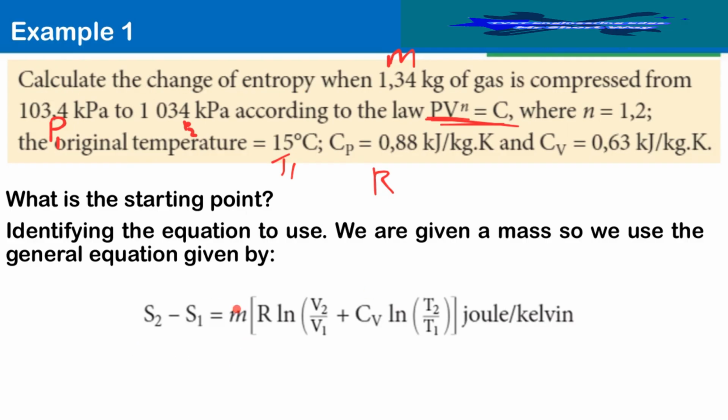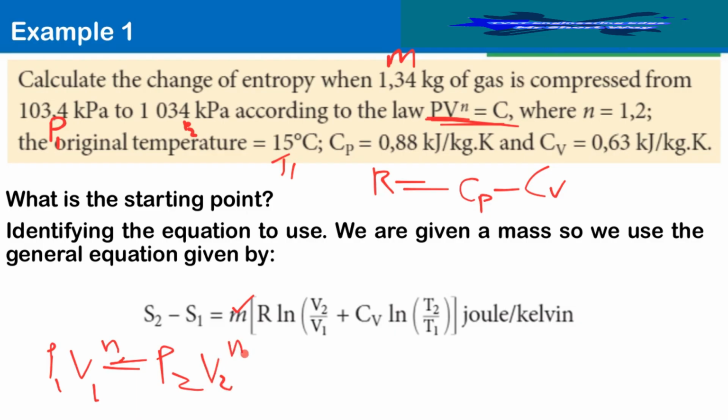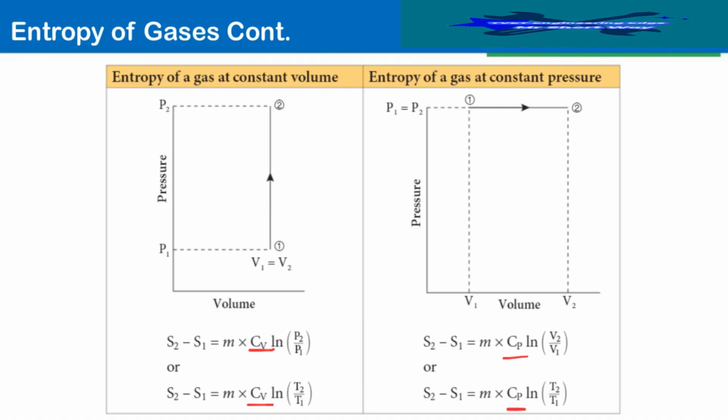So when you write out this equation, they've given us the mass. They've given us P1 and P2, which is not a variable in here, but we can use P1 and P2 using this: P1 V1 to the power of n is equal to P2 V2 to the power of n. We can use that to find V2 and V1. CV is given. T2, has T2 been given? T2 has not been given, so T2 we need to calculate as well. T1 has been given. So what equations are we going to use to calculate T2?